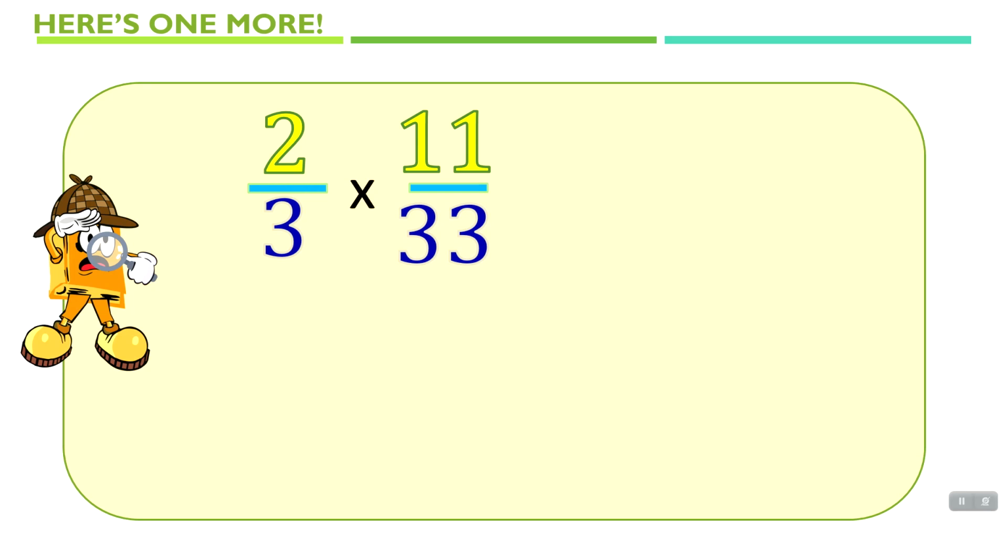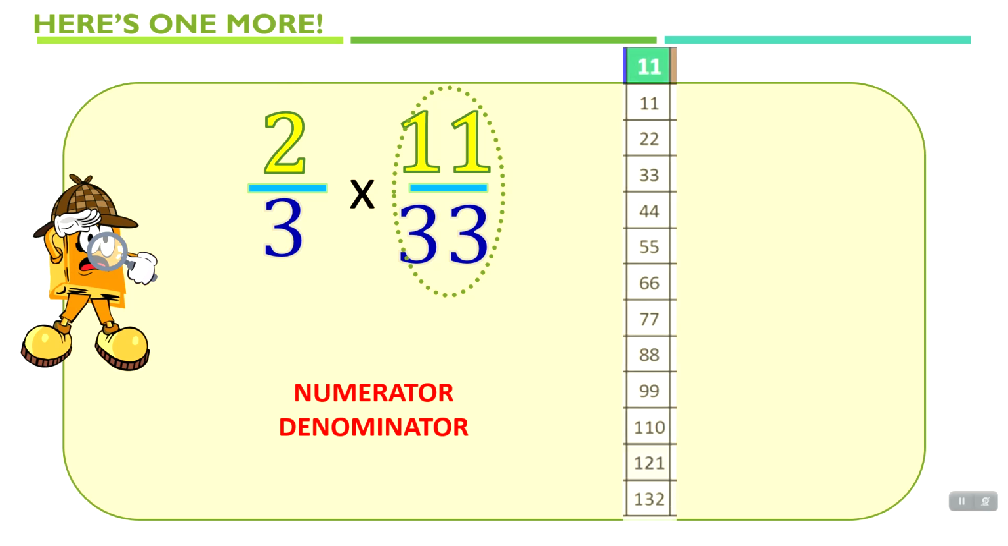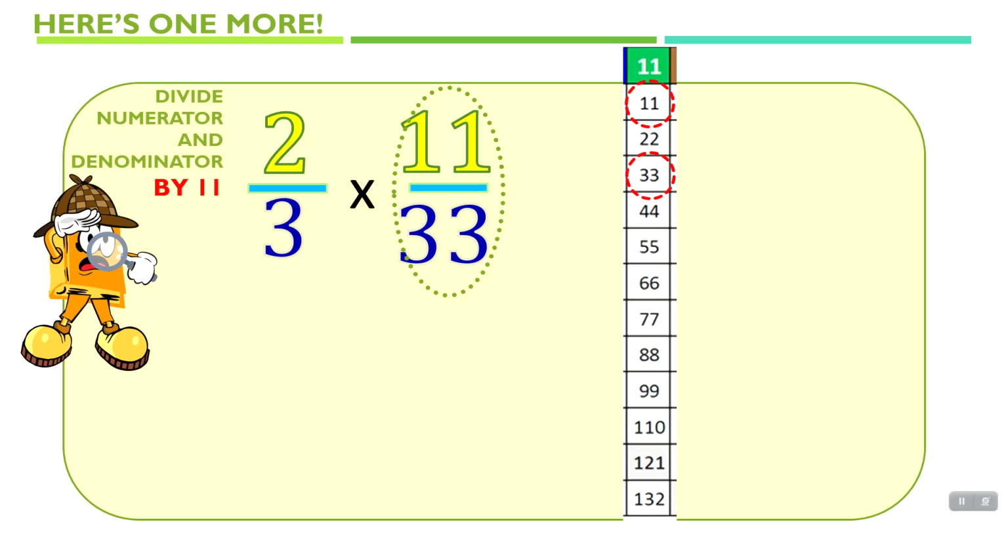Let's do one more just to be sure. 2 over 3 multiplied by 11 over 33. Don't let the big numbers scare you. Let's reduce by checking numerator and denominator pairs. 2 over 3 cannot be reduced, but 11 and 33 can be reduced. I know they are in the 11 times table. There they are. So we can divide both 11 and 33 by 11.